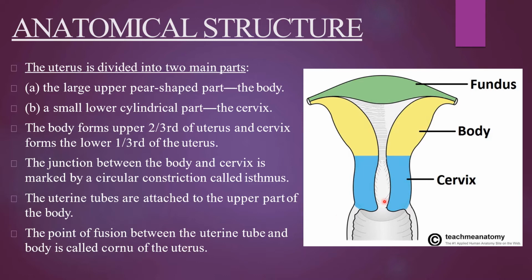Here you can see this is the body of uterus and this is the cervix. And this is the junction between body and the cervix and that is an area of constriction. It is called isthmus. Here is the point of joining uterine tube with the body of uterus and that is called the cornu of uterus.